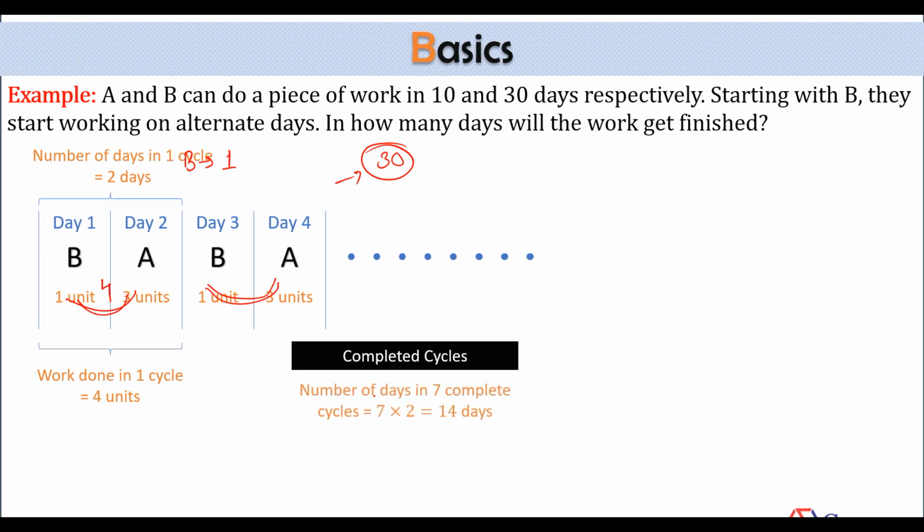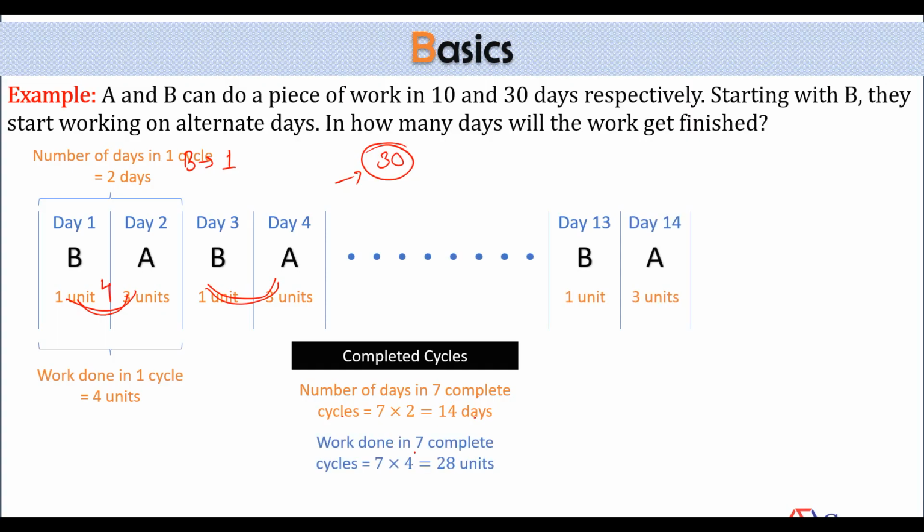I can say again 7. So the number of days in 7 complete cycles will be 14. Yes or no? And in 14 days, they must have finished how much work? Again 28. How much work is left now? 2 units is left. And the next day would be the 15th day.